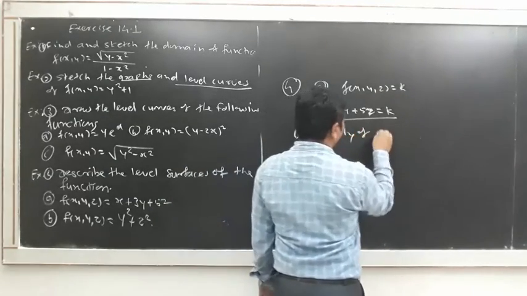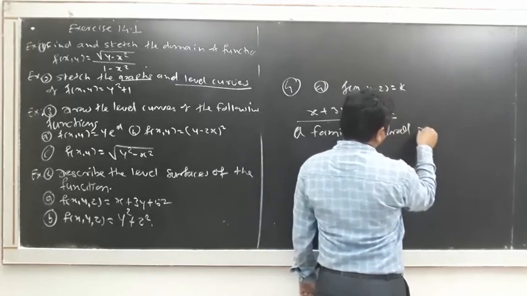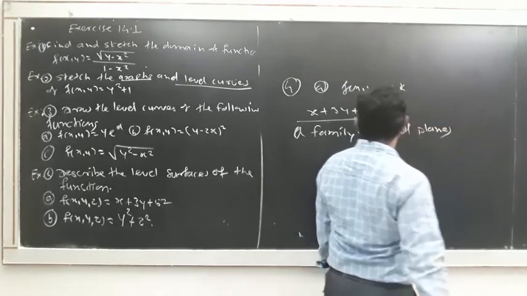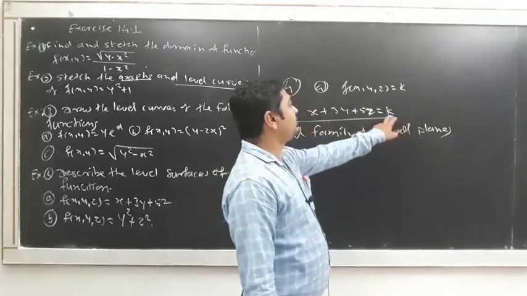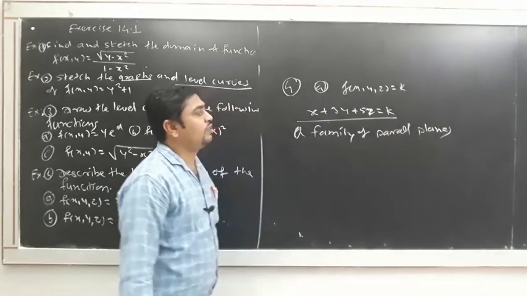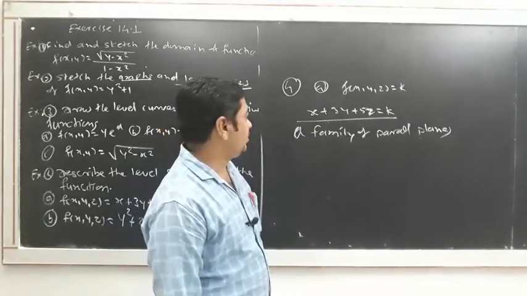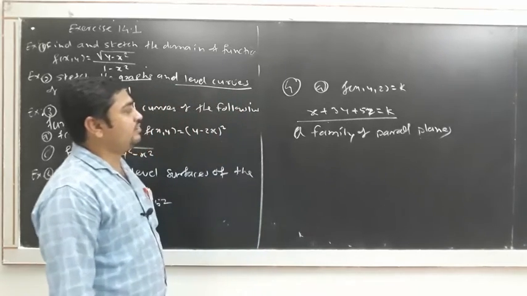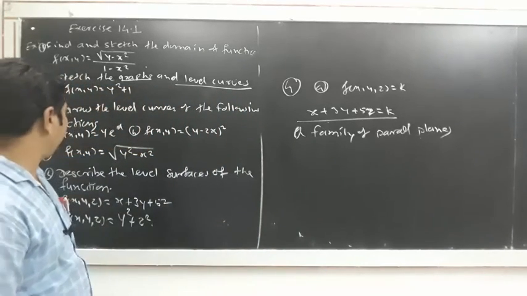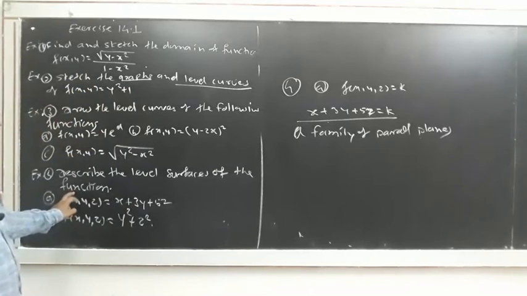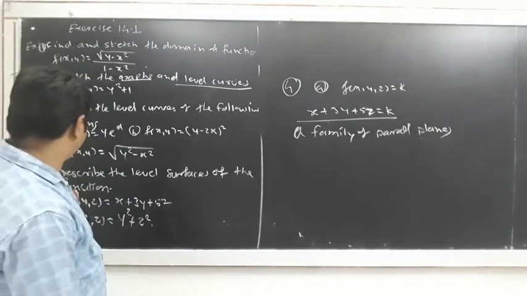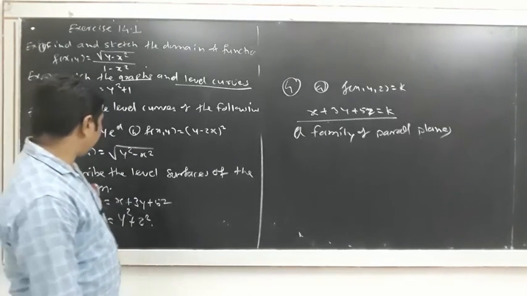This represents a family of parallel planes. A family, because for values of k like 1, 2, 3, 4, 5, 6, you get so many surfaces or planes. So the first surface is our parallel planes. The second one, similarly, you can solve.